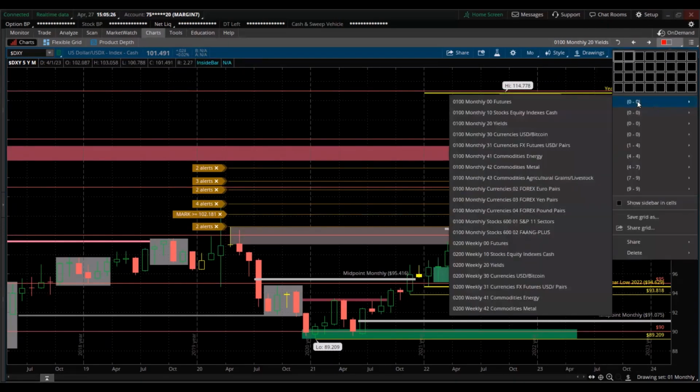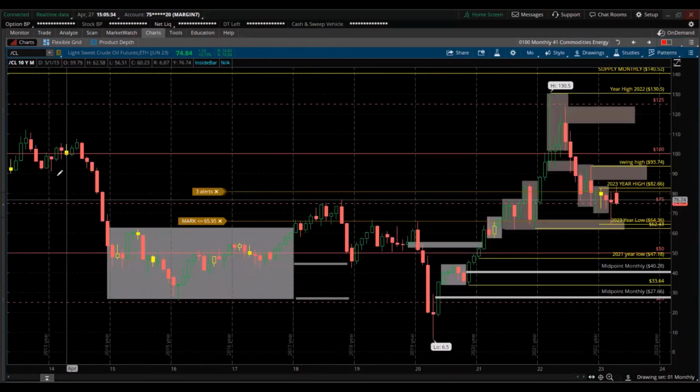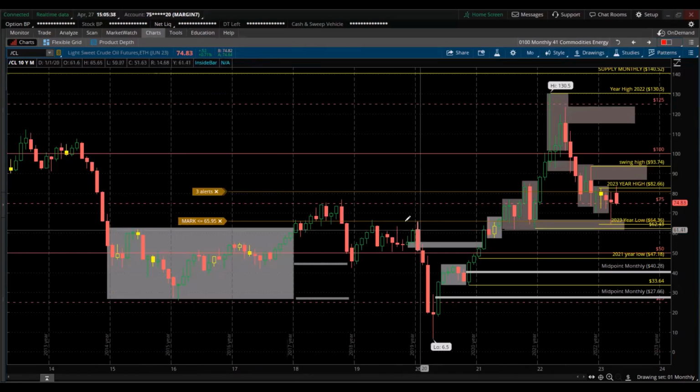That's some basic information I want to share with you. Okay, let's start looking at the commodities. Looking at the energy, crude oil. Crude oil currently $74.84 a barrel.